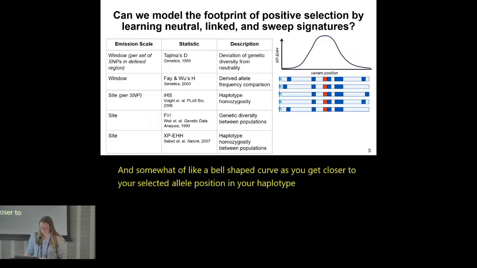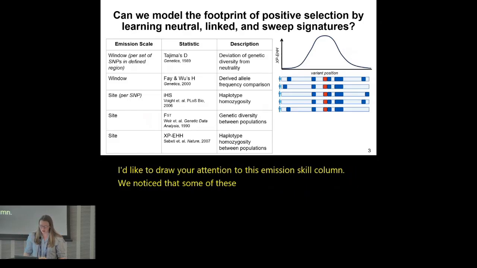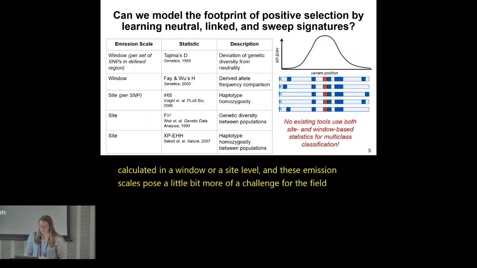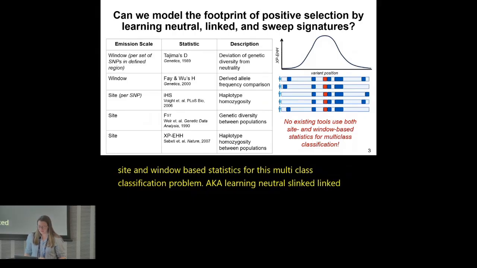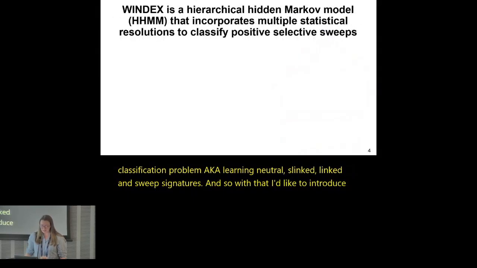haplotype data. I'd like to draw your attention to this emission scale column. We notice that some of these statistics are better off being calculated at a window or a site level. And these emission scales pose a little bit more of a challenge for the field because to this day, there are no existing tools that combine site and window-based statistics for this multi-class classification problem, AKA learning neutral, linked, and sweep signatures. And so with that, I'd like to introduce my tool called WINDEX.